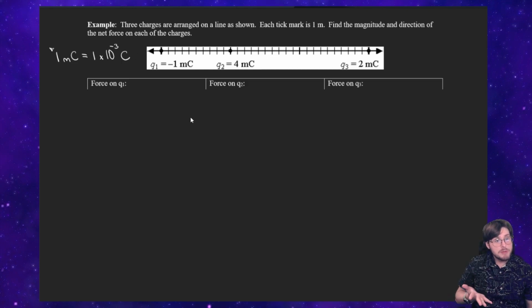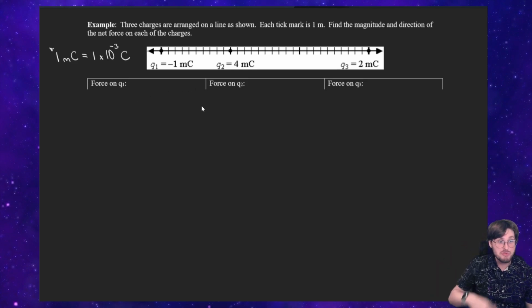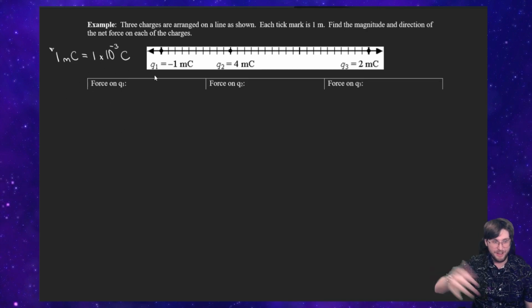Now, this is also going to be a problem where I show you my shorthand for scientific notation. This is something that I use for universal gravitation as well as electrostatics, because it gets really annoying having to write blah times 10 to the blah over and over and over again for these calculations.